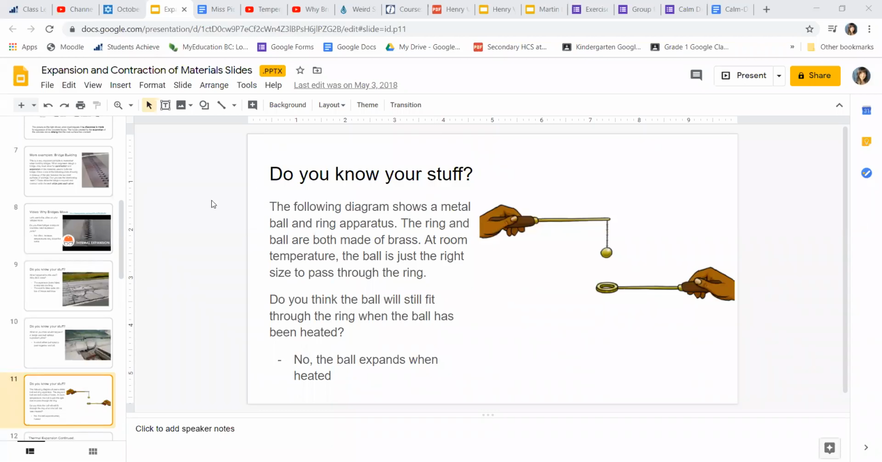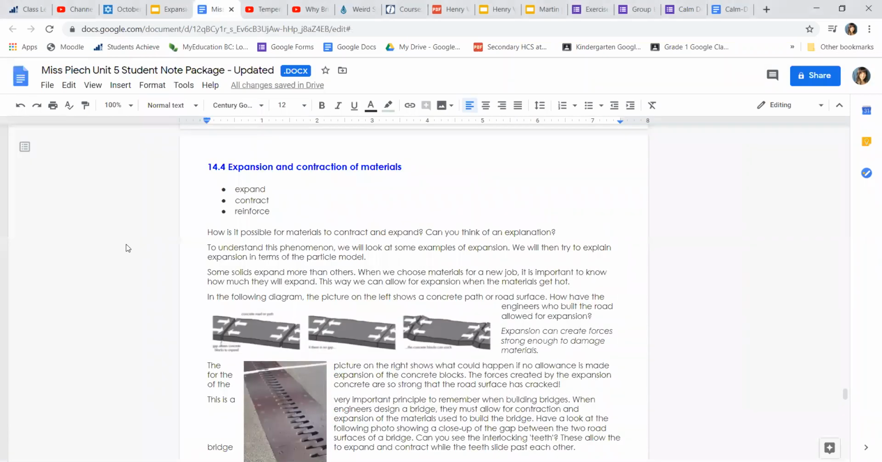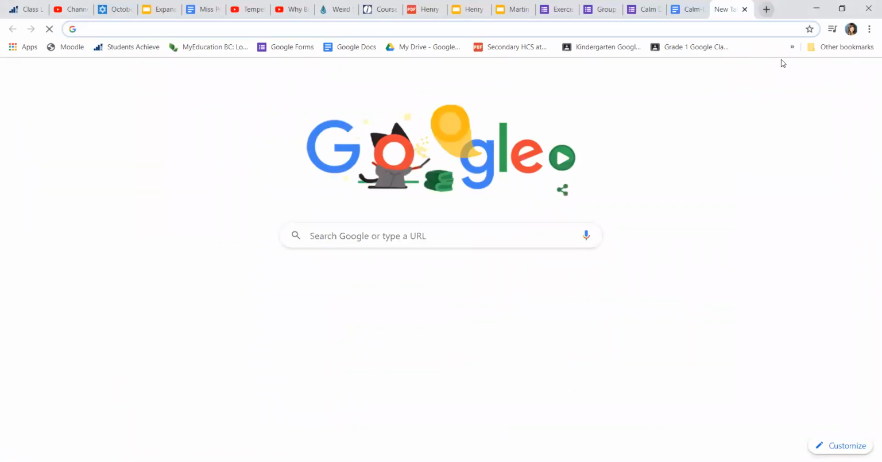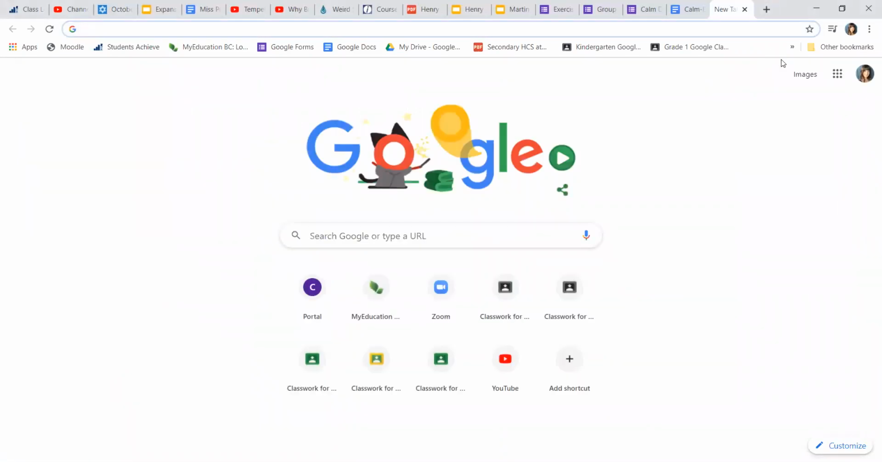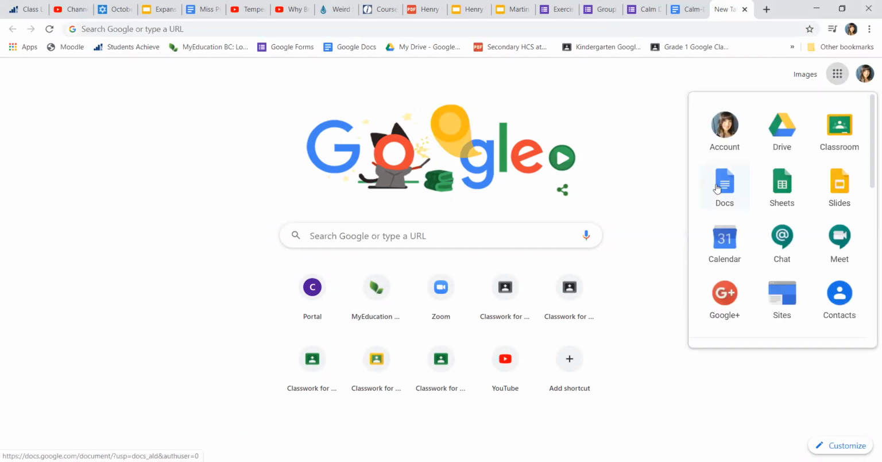Okay, so we're back and we're going to be taking a look at our Google Doc. Now, keep in mind that you're going to have to open up the Google Doc that you've already been working on. This is the one that's for Unit 5 for the kinetic molecular theory. And so you could just simply go here, click on these dots here, click on Docs.